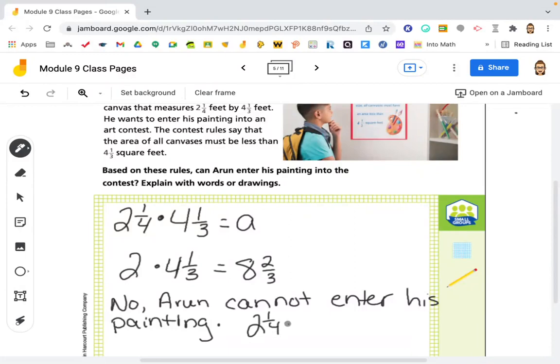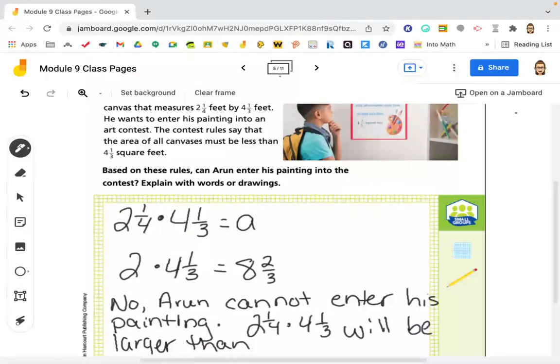2 1/4 times 4 1/3 will be larger than 4 1/3 feet squared.